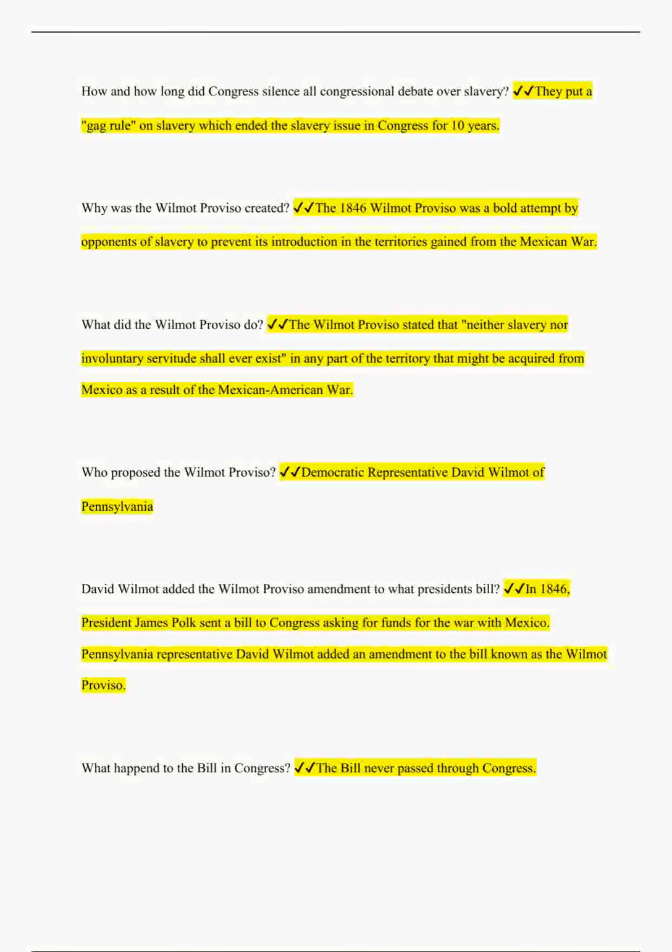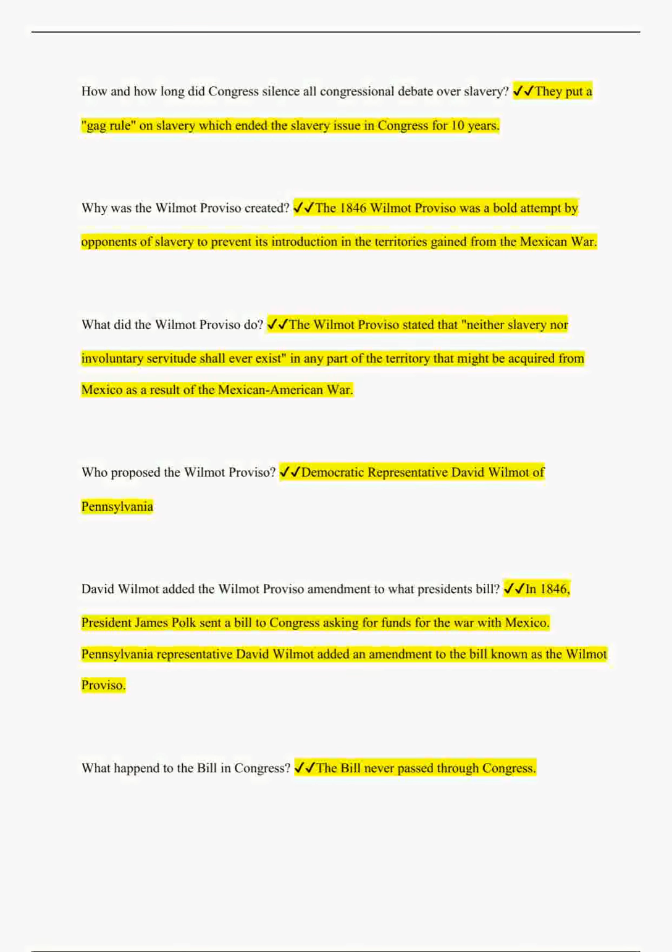Why was the Wilmot Proviso created? The 1846 Wilmot Proviso was a bold attempt by opponents of slavery to prevent its introduction in the territories gained from the Mexican War. What did the Wilmot Proviso do? The Wilmot Proviso stated that neither slavery nor involuntary servitude shall ever exist in any part of the territory that might be acquired from Mexico as a result of the Mexican-American War.